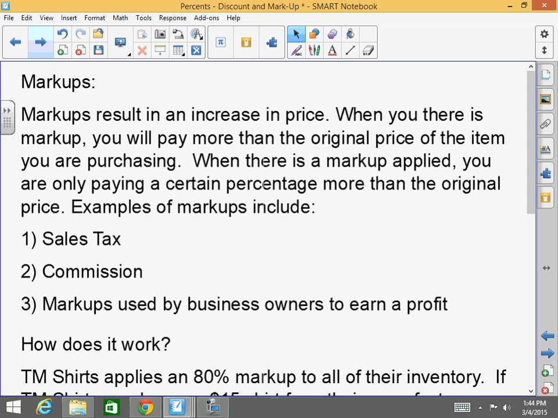Well, first let's do markups. Markup is the exact opposite of a discount. A markup results in an increase in price. Okay?